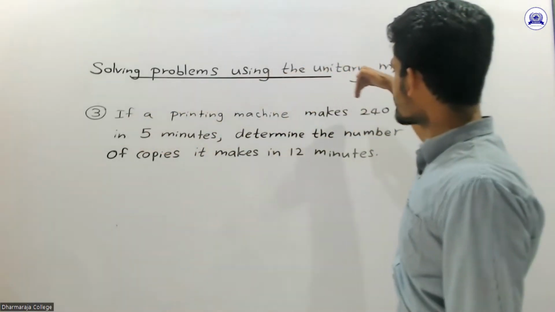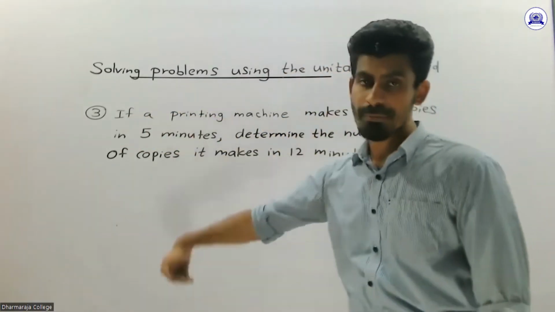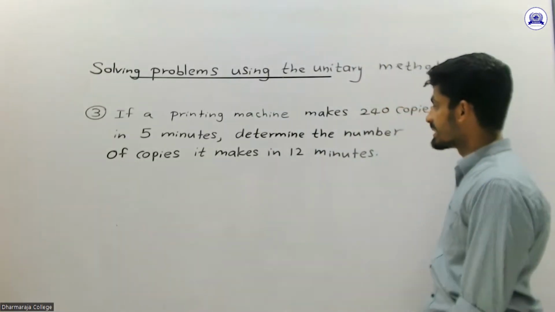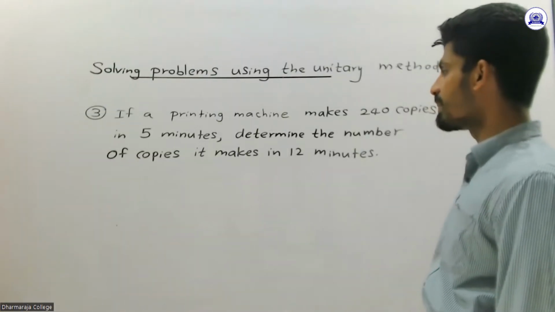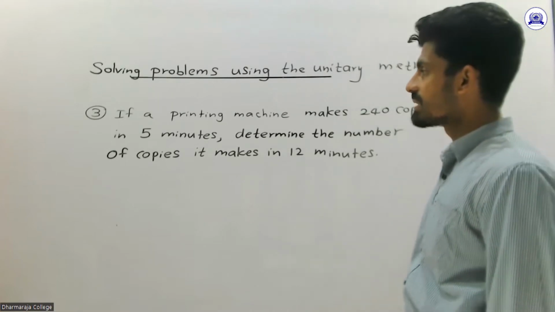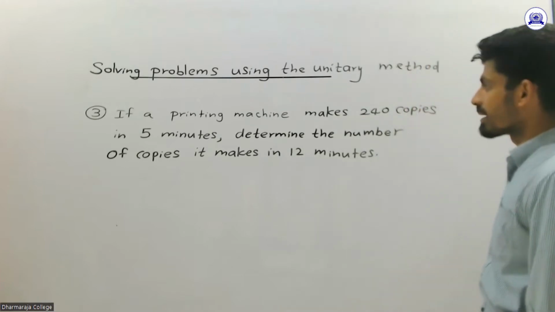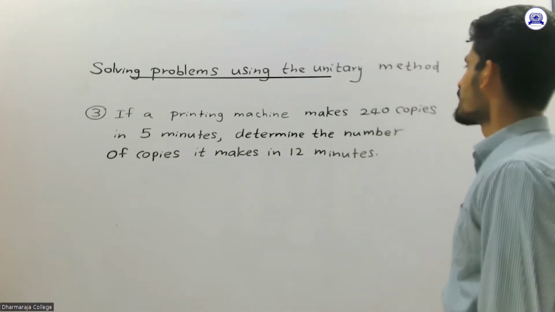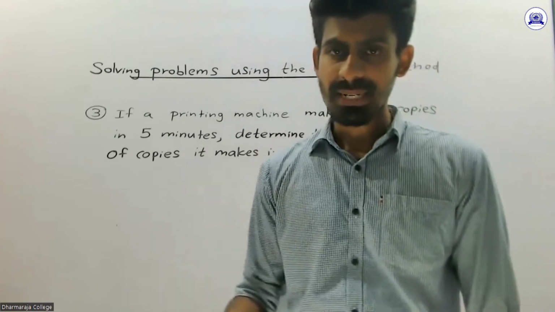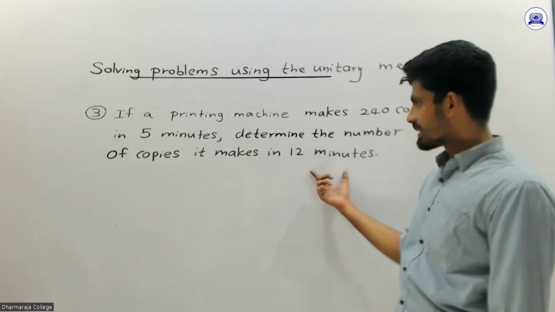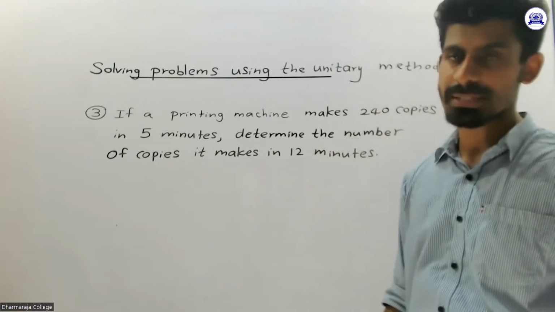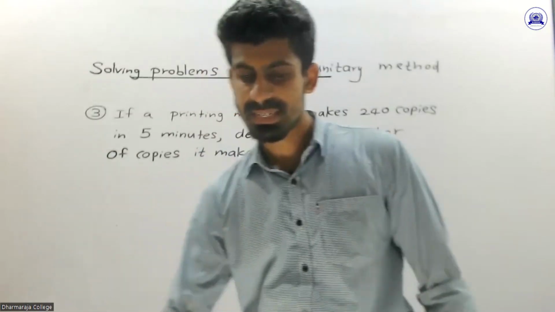If a printing machine makes 240 copies in 5 minutes, determine the number of copies it makes in 12 minutes, right? So let's see how we can find the answer. 240 copies in 5 minutes, and we are determining 12 minutes, right? For the 5 minutes, how many copies are there? 200 copies, right? Let's take that.